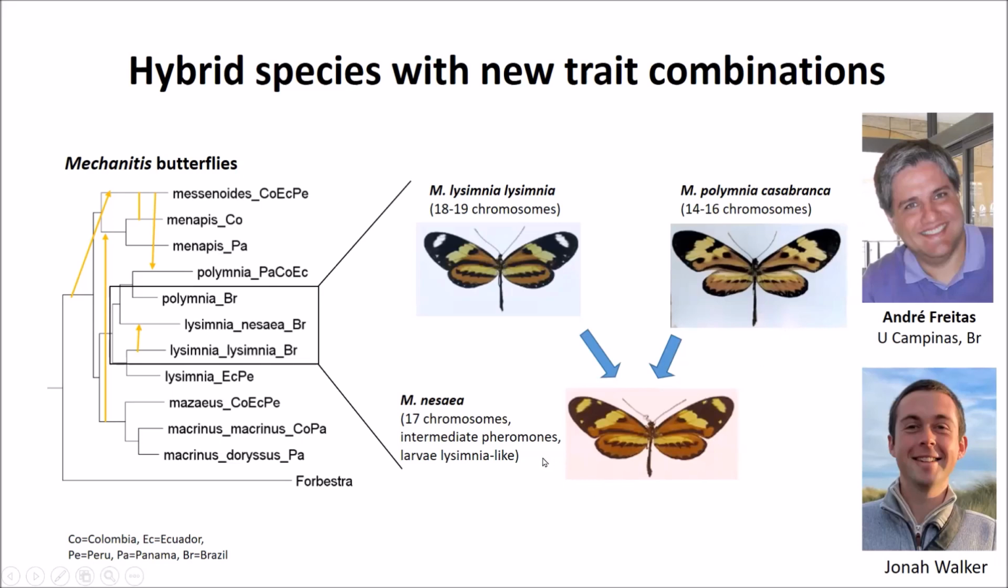And they have lots of trait combinations that are intermediate between the two. For instance, this species has 18 to 19 chromosomes, this one has 14 to 16, and Nesea has 17 chromosomes. So in the next step, we're also looking at chromosome evolution and how chromosomal differences facilitate reproductive isolation. This is something that Joana Walker, the PhD student in my group, is working on.